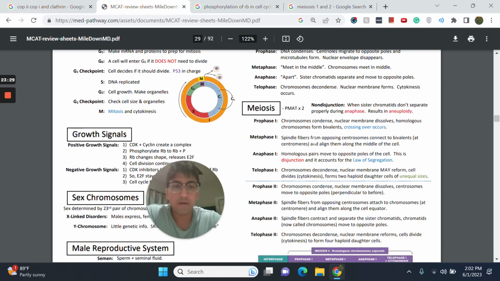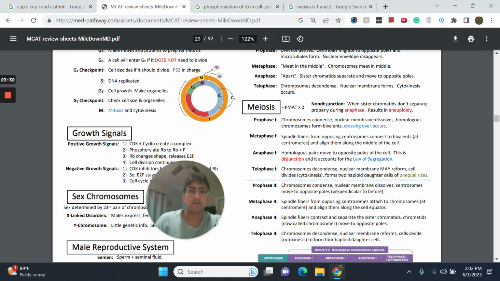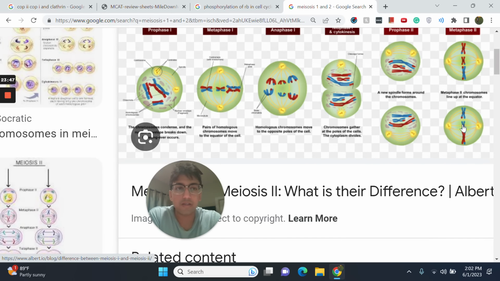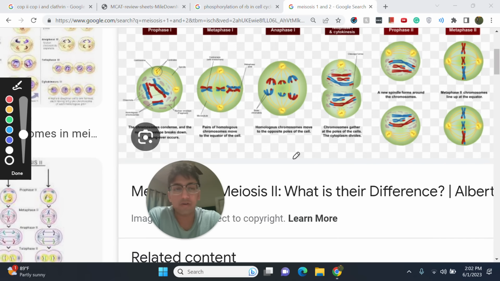And there's a couple of things that could go wrong here, right? First thing is non-disjunction. If you have non-disjunction, this can happen during anaphase. And what you have during non-disjunction is these chromosomes over here are not splitting in half, right? And instead, one of these takes both. So let's just say that this centrosome here takes this whole chromosome and it doesn't split in half. And so what we're going to result with is a daughter cell that has an extra chromosome and a daughter cell that has one fewer chromosome.